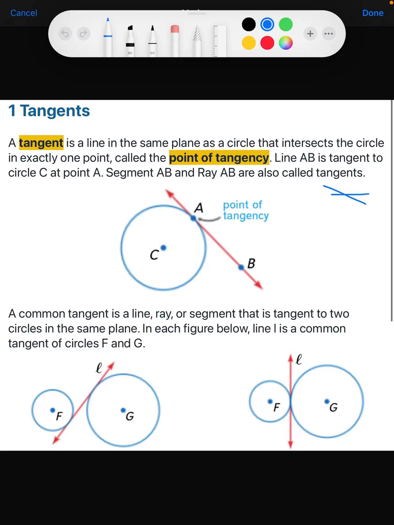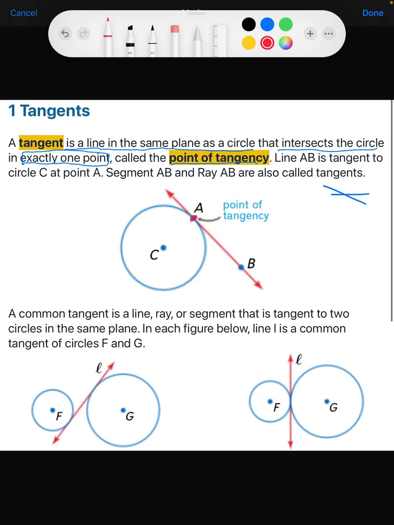In this video, we'll discuss tangents. A tangent is a line in the same plane as a circle that intersects the circle in exactly one point. That point is called the point of tangency. So if we're looking at this line AB, AB is tangent to the circle C at point A. So right here, A is our point of tangency.